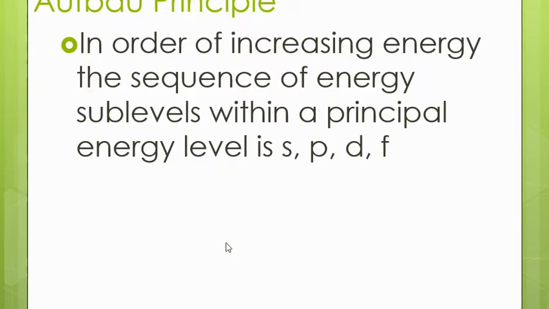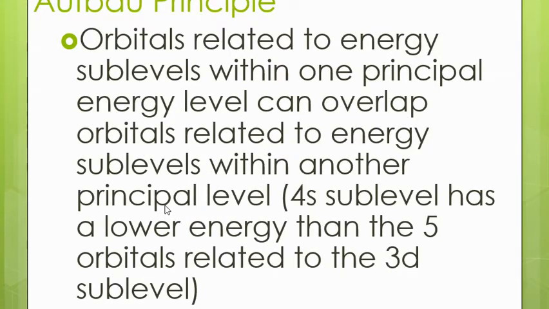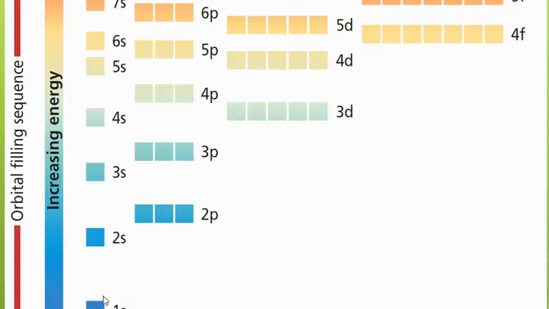In order of increasing energy level, the sequence of energy sublevels is SPDF, and that's exactly how I had you color in your quantum numbers periodic table. Again, orbitals related to the energy of one principal energy level can overlap, and this happens with the 4s and 3d sublevels. So we're going to fill the 1s, then the 2s, then the 2p, the 3s, the 3p, we go to 4s, and then we go back to 3d. That's why we did period minus 1 when we got to that d sublevel when we were working with our quantum numbers.